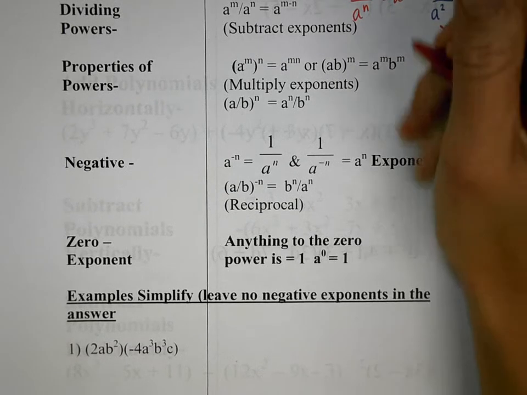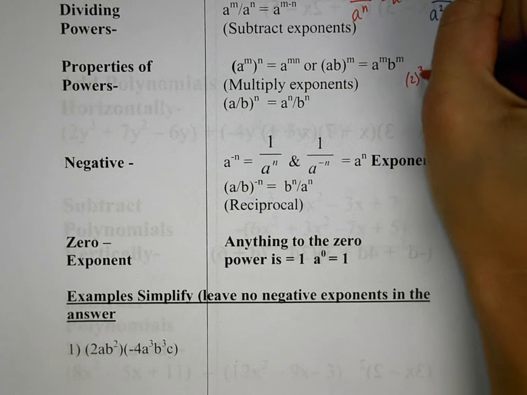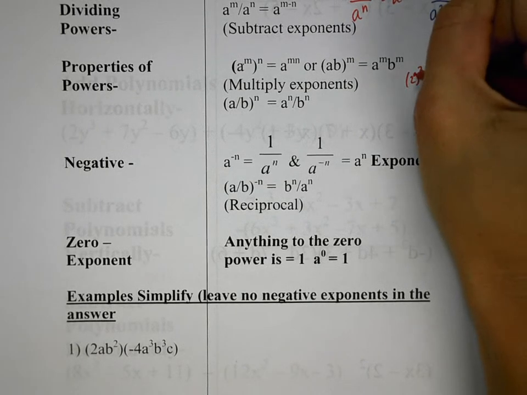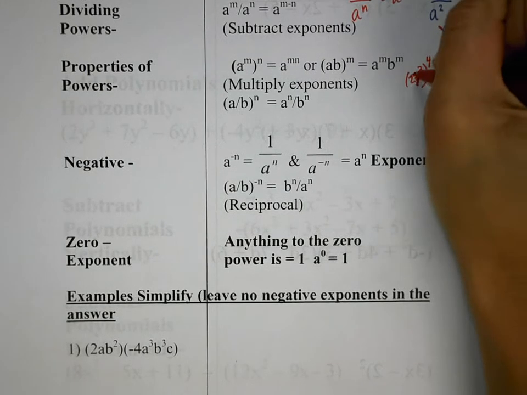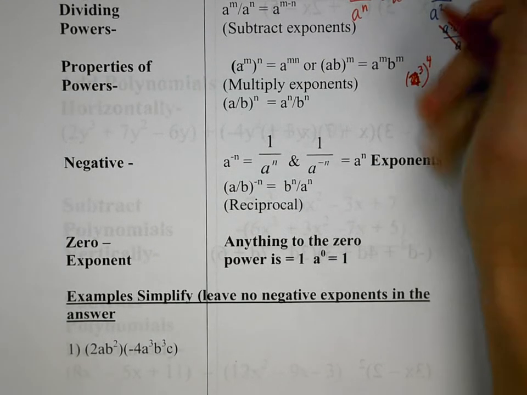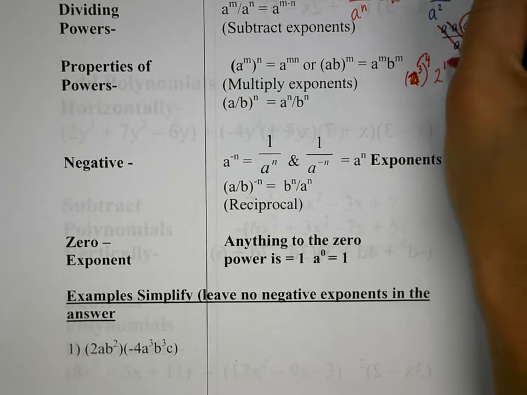Okay, if I had something like this, 2 to the third power, oops, I want to take that parenthesis out, 2 to the third power raised to the fourth power. Okay, so I have 2 to the third power raised to the fourth power. These powers to powers multiply. So you end up with 2 to the 12th power.